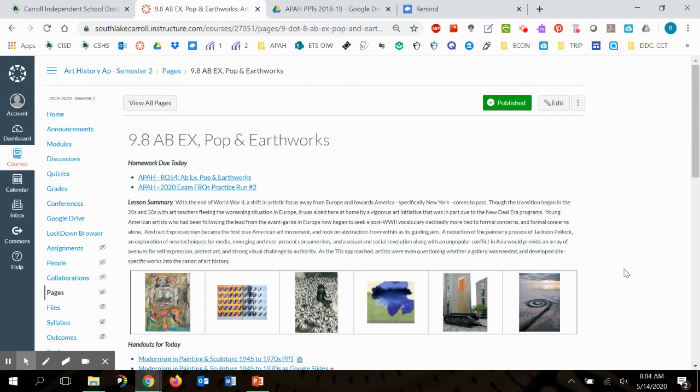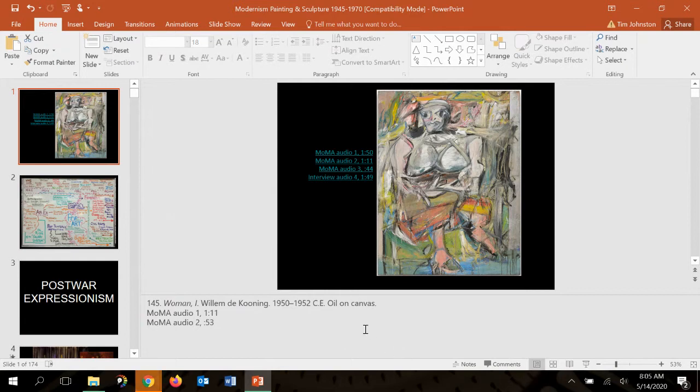So we'll talk about AbEx, or abstract expressionism, as kind of the first real American art movement. And we'll see the flow of information in the art world go away from Europe to America, and more America to Europe now. So this is a real shift in your course. So let's begin with Willem de Kooning's Woman One, and I'll walk you through how we get here.